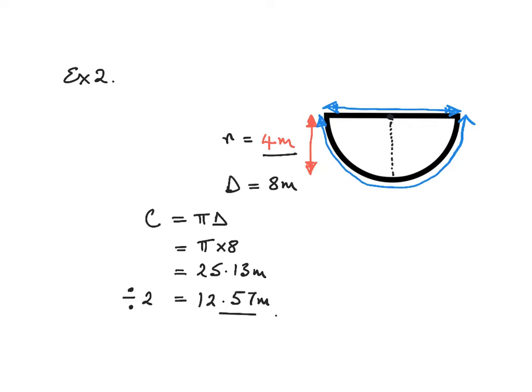So the perimeter then, which we'll denote by the letter P, perimeter equals 12.57 plus the diameter 8. And that gives us a total perimeter of 20.57 meters.